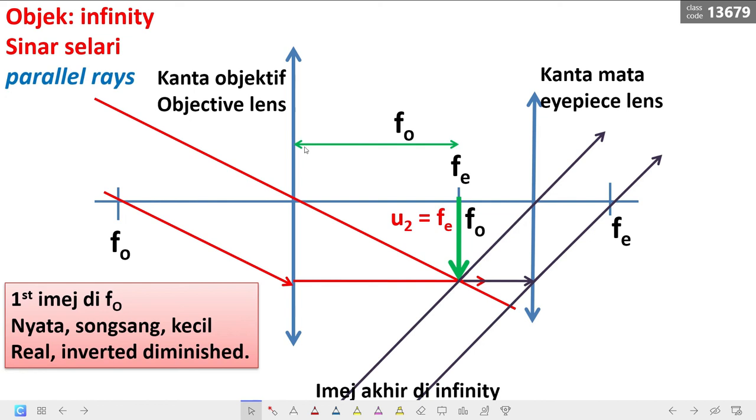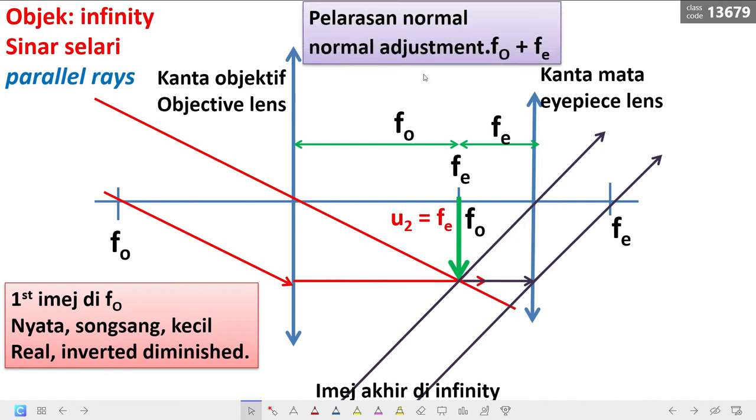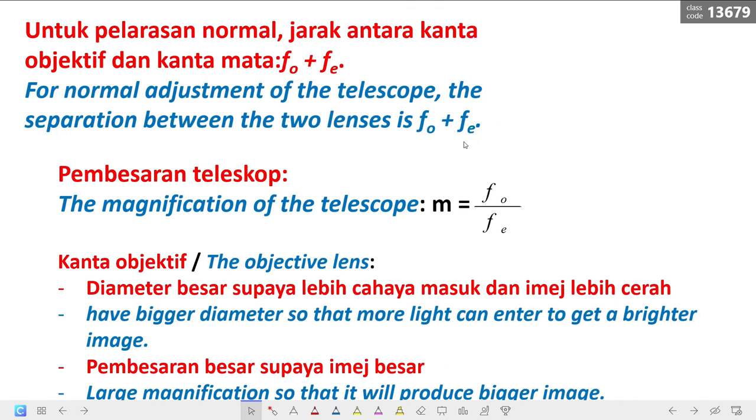Okay, so you can see FO is bigger than FE. So this is FO, this is FE. FO is bigger than FE. So how about the normal adjustment? So how do you want to find the normal adjustment? You just add the length of the FO, add by the length of the FE. Okay, so let's say this is 10 and this is 5, so 10 plus 5. Okay, example like that. Okay, then how about the magnification? So this is the magnification, FO divided by FE, the formula. Okay, and this is the formula for the normal adjustment, FO plus FE.